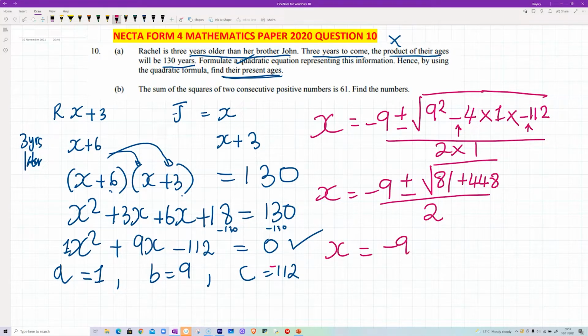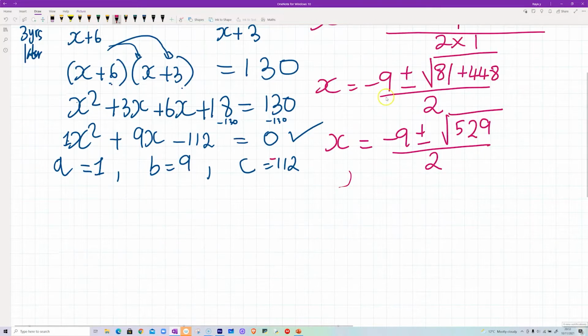So minus 9 plus or minus the square root of 81 plus 448. If you add these together, what do you get? Well, 1 plus 8 is 9. 8 plus 4 is 12. So 2 here. Carry over the 1. 1 plus 4 is 5. Everything divided by 2. Right, so what do we have now then? X equals negative 9 plus or minus the square root of 529.